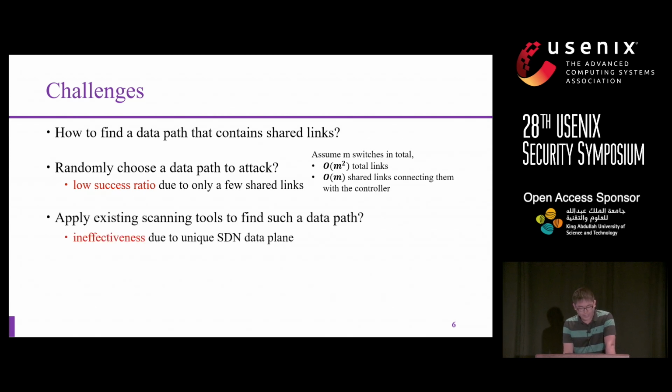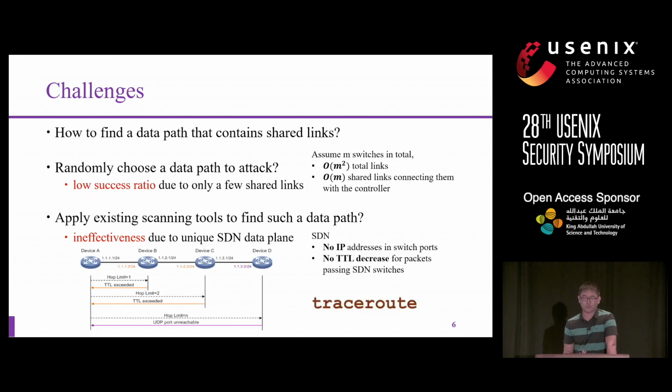So can we apply existing scanning tools to find such a data path? Well, this is not effective due to unique SDN data plane forwarding behavior. In SDN, there are no IP addresses in switch ports, and there may be no TTL decrease for packets passing SDN switches. So scanning tools like traceroute that depend on IP addresses in switch ports and the TTL decrease will not work in SDN.